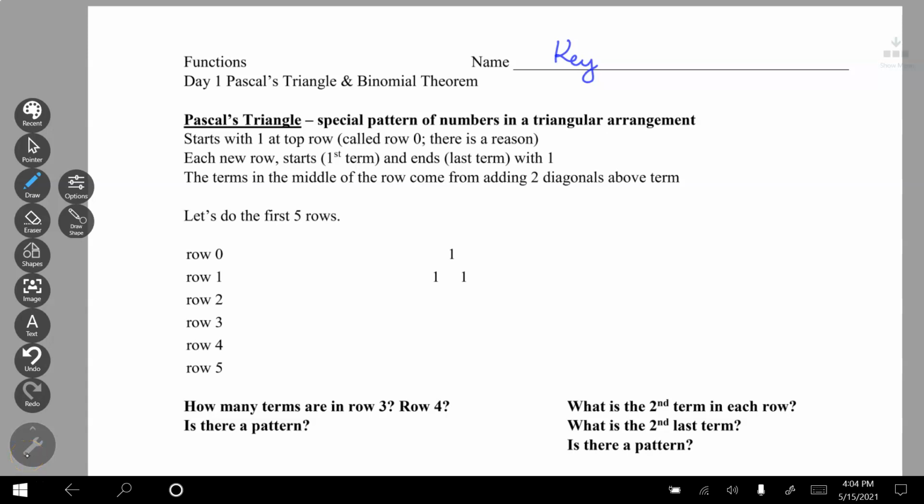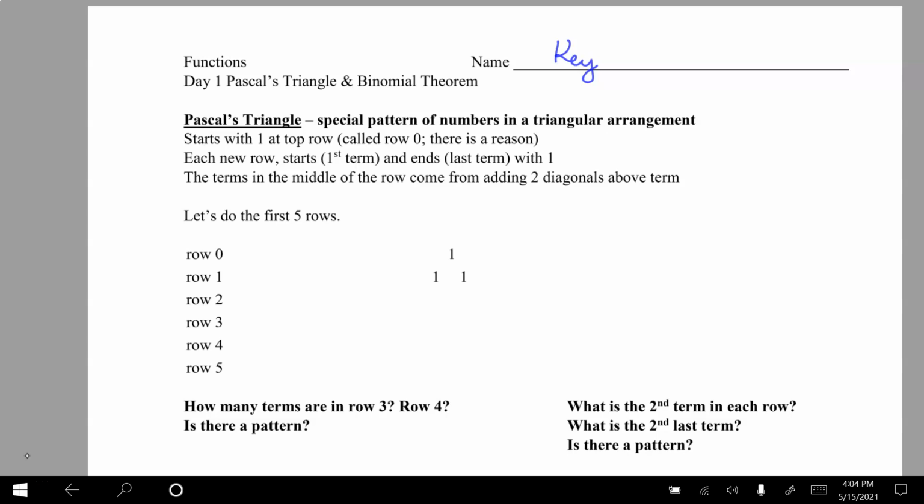Welcome to Unit 8. Day 1 is going to deal with Pascal's triangle and something called the Binomial Theorem, where we take something like a plus b and raise it to a power like 4 or 5, something higher than squared. Pascal's triangle is going to use something that we used at the end of Unit 6, the combination key off your calculator. So Pascal's triangle is a special pattern of numbers.